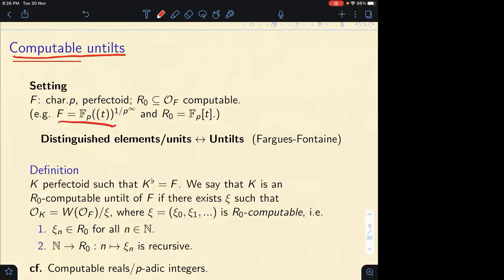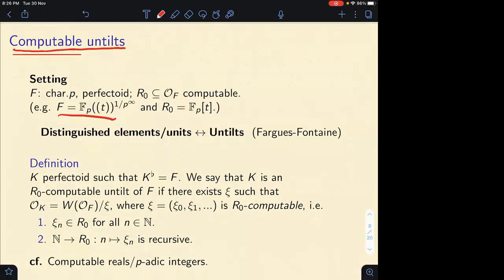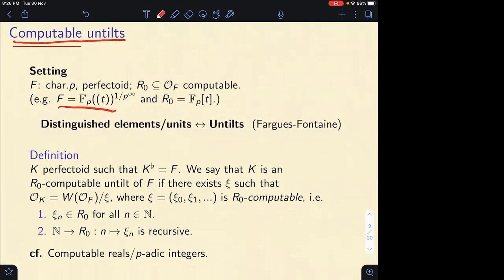So here's the setting. Now I will define this. You start with F, a characteristic p perfectoid field, and let's also fix a computable subring of O_F. This means that it's identified with the natural numbers in such a way that the ring operations are recursive functions.